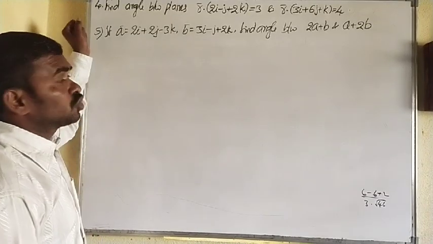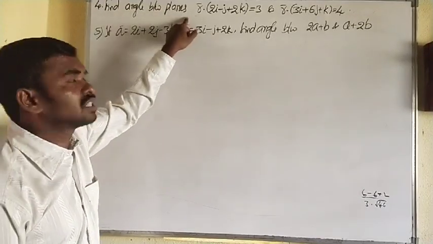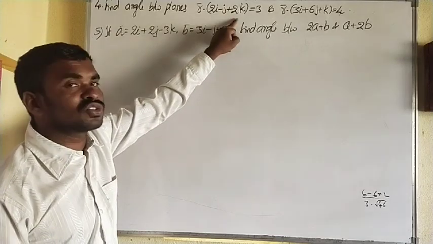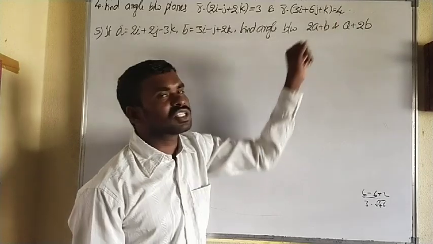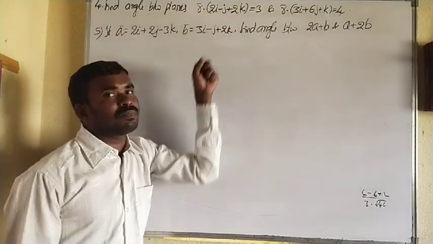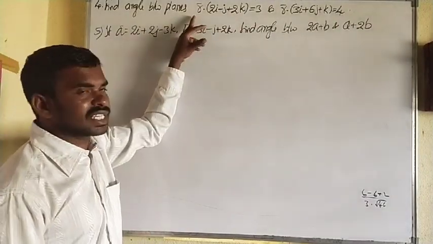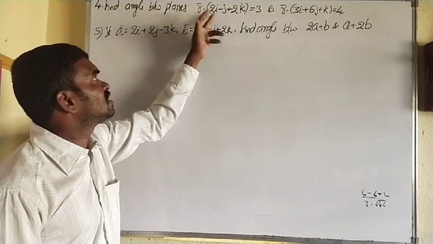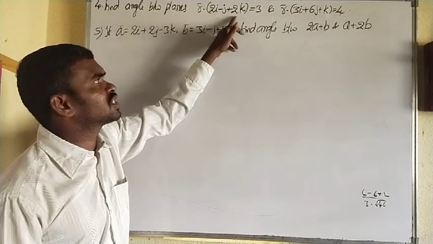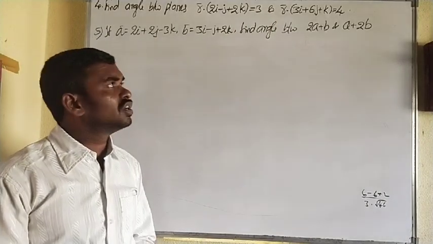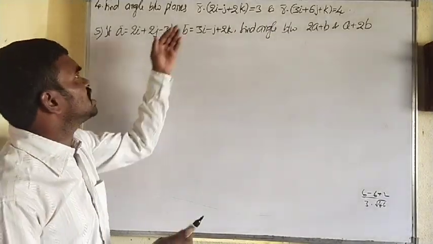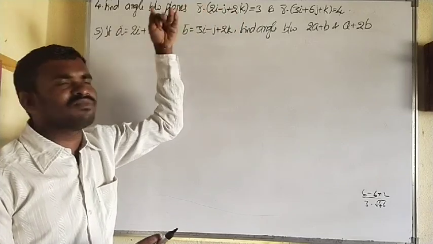Okay. Next, fourth problem. Find the angle between the planes r bar dot 2i minus j plus 2k is equal to 3 and r bar dot 3i plus 6j plus k is equal to 4. Actually these are the plane equations. r means xi plus yj plus zk. If you simplify you get 2x minus y plus 2z is equal to 3. So like that you will get plane equations. If the question is given in this model also, we can use the same formula.